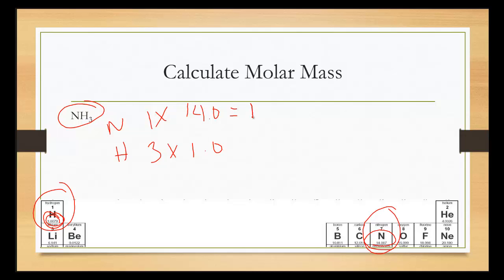So 1 times 14.0 is 14.0. 3 times 1.0 is 3.0. From here, you're going to add those two numbers together. 17.0.